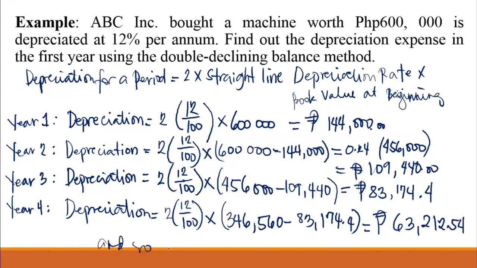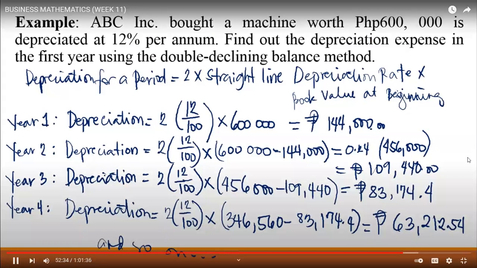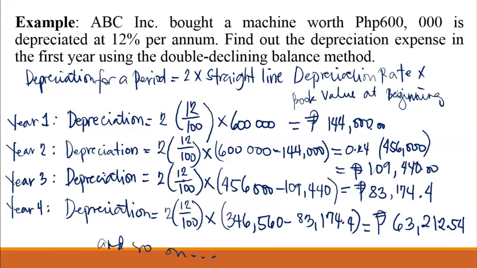And so on. So tuloy mo lang hanggang sa, ayan, hanggang ilang taon siya aabot. Okay? Para malaman mo kung gaano yung ibinababa ng o yung depreciation ng machine na pinili mo. Okay? So, ayan. So, that is the result of double declining balance na method ng depreciation.